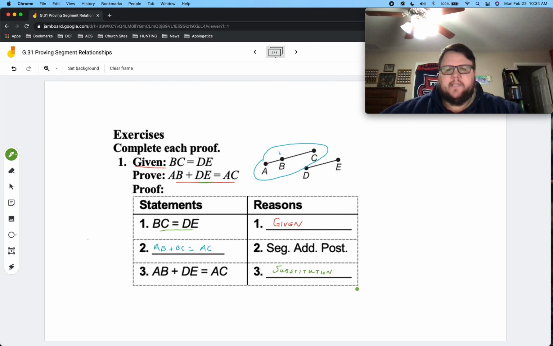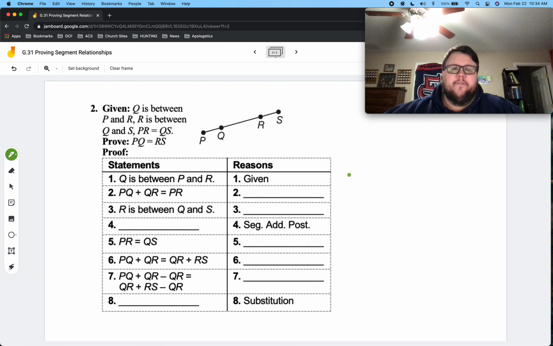Takes a long time to write these down. Substitution. And I proved what they asked me to prove. So that's it. So what you guys have to write down is given, AB plus BC equals AC, and substitution. We're going to go into our next problem, which is a little bit longer of a proof. And we're going to work through it.